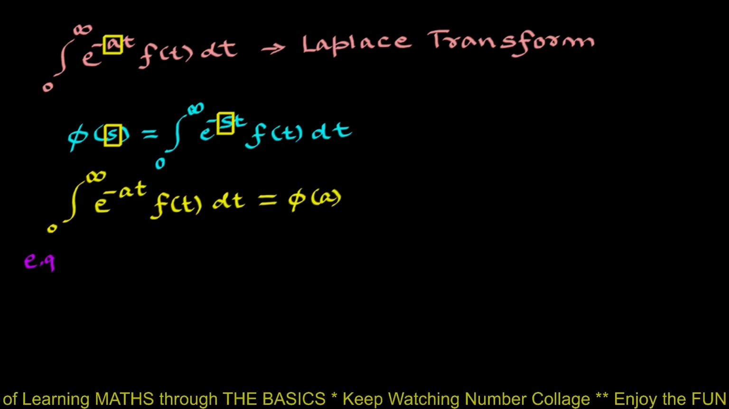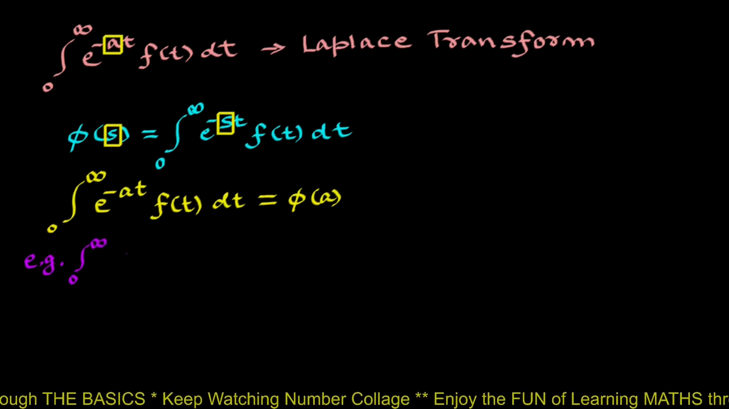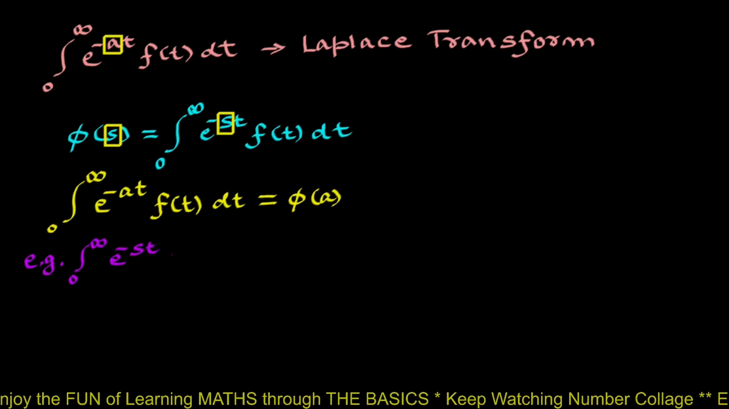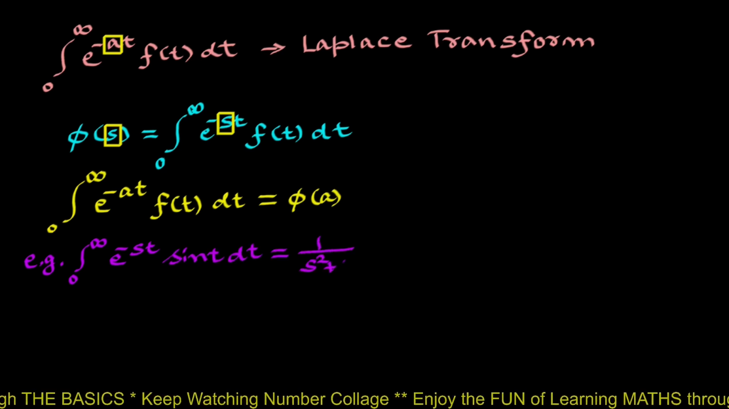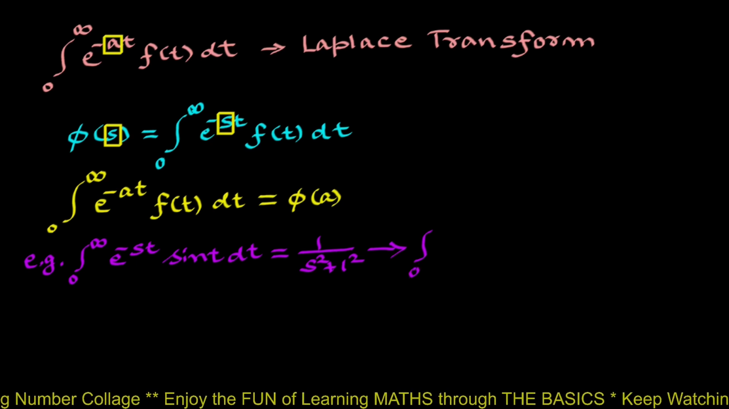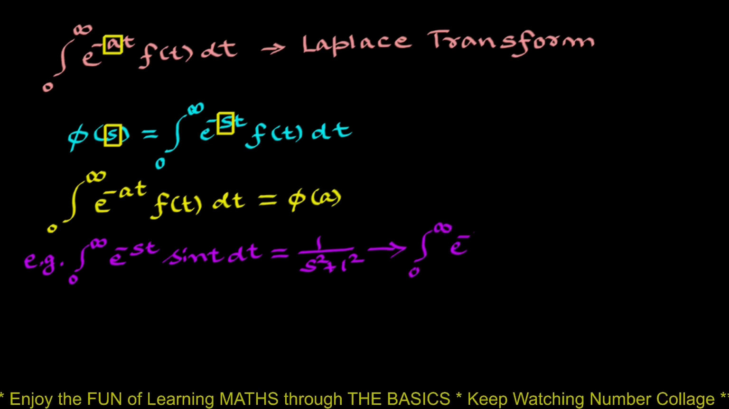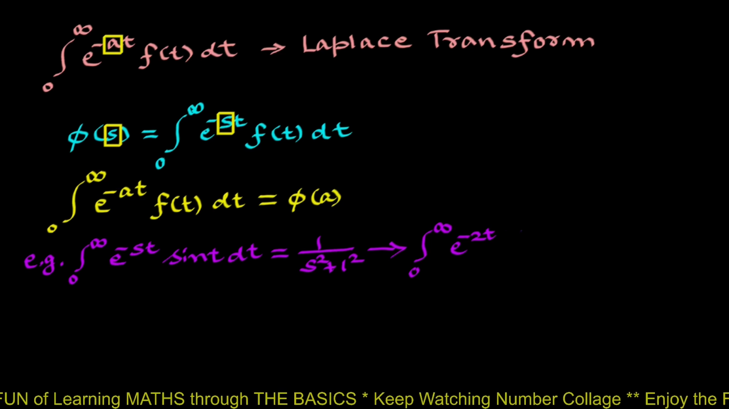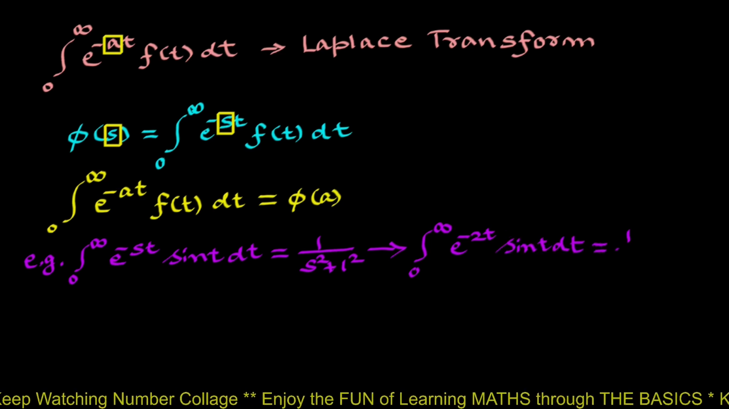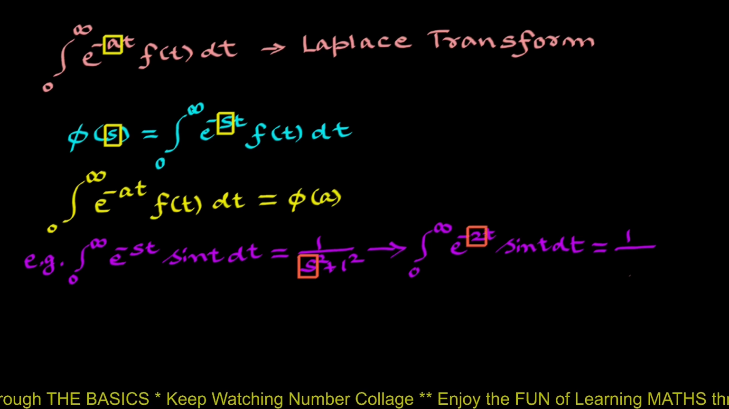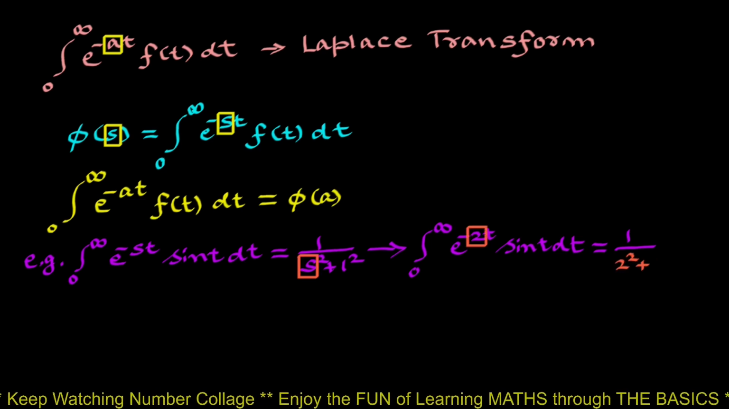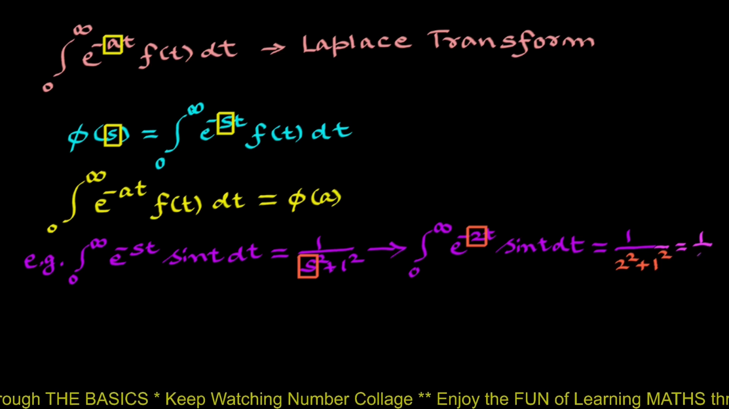For example, the integral from 0 to infinity of e raised to minus st sin t dt is 1 upon s square plus 1 square. Therefore, the integral from 0 to infinity of e raised to minus 2t sin t dt will be 1 upon, replacing this s by this 2, 2 square plus 1 square, which is 1 upon 5.